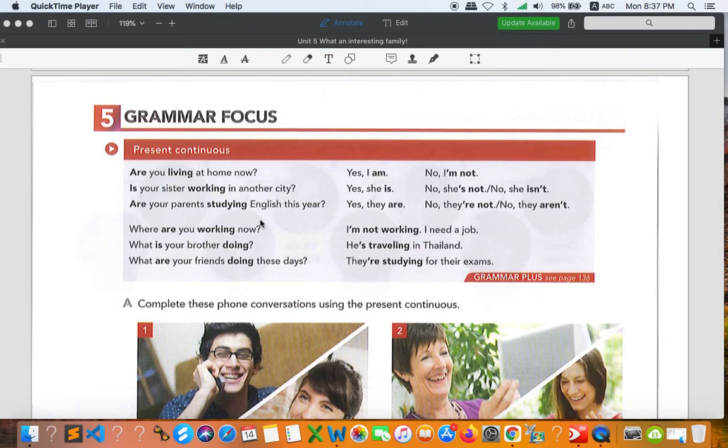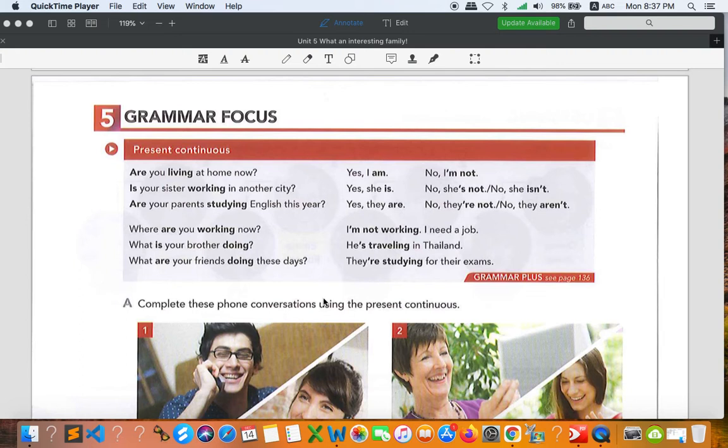As you can see in the example, are you living at home now? It's about asking you now. And where are you working now? So this is about the activity that is happening around now or at that moment. Okay, so let's find out more about present continuous, how we use it.